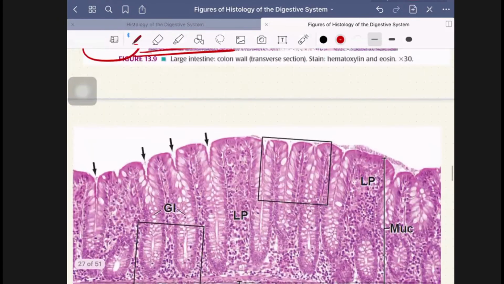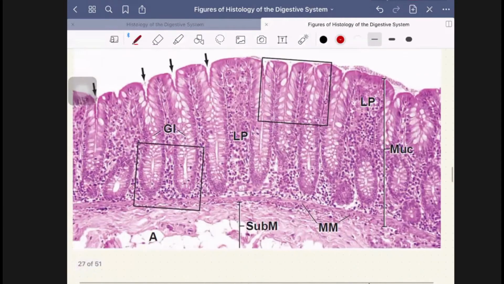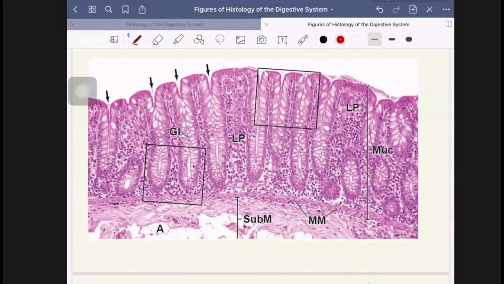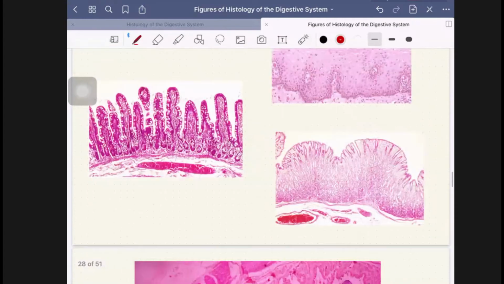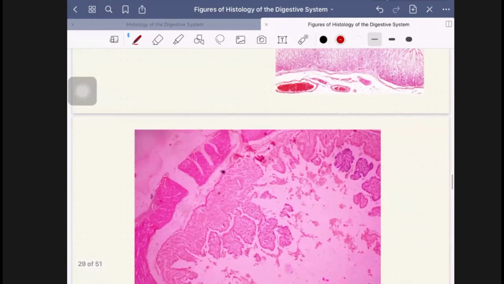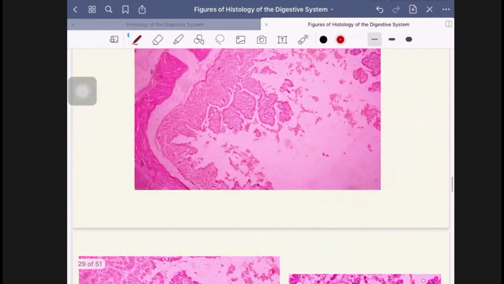So all these are the histological slides of the large intestine. You can see here the main identifying features of the large intestine are the presence of numerous goblet cells in the mucous layer and the presence of lymphatic nodules in the submucous layer.